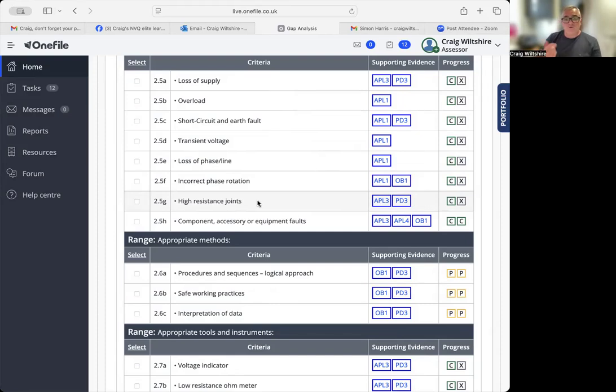I estimated that the radial circuit was 20 meters in length and it was a 2.5 mil twin and earth circuit, right? I know the resistance per meter from my Guidance Note 3 is 19.51 milliohms per meter. So I multiplied that by the length, which was 20 meters, and then I divided it by 1,000 to get my expected results for my R1 plus R2 test on that circuit. My expected results were in the region of 0.38 ohms. I tested the R1 plus R2 by joining the line and neutral together and testing at the end of the circuit. And lo and behold, the reading was 7.21, so it was way higher than what I was expecting.